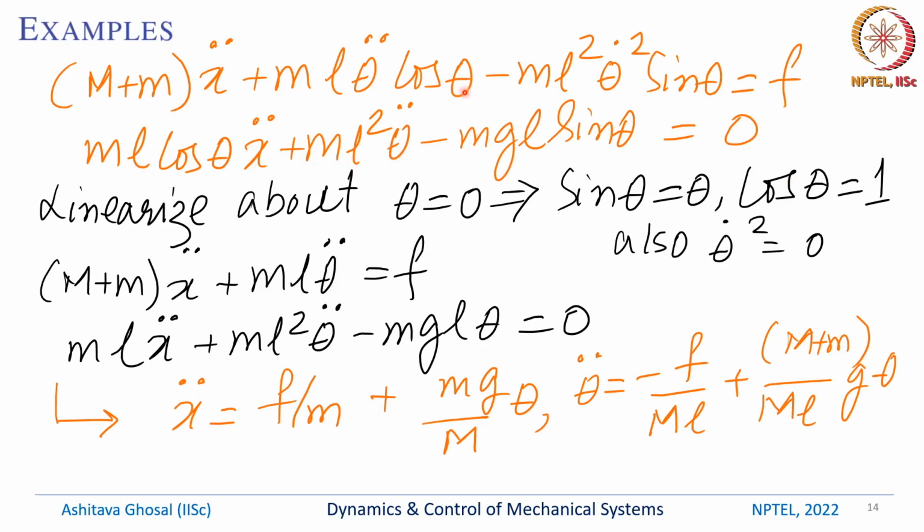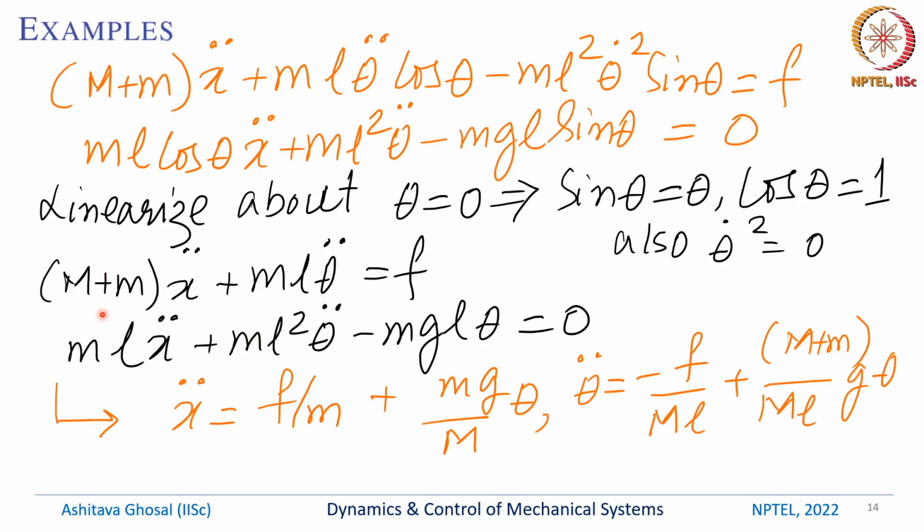Okay, so these are two nonlinear equations. You can see that there is a theta dot squared term, and there's a sine theta. So these are nonlinear equations, and we can linearize about theta equals 0, which basically means substitute sine theta as theta, cos theta as 1, and also theta dot squared equal to 0. We linearize these equations and we get these linear ordinary differential equations.